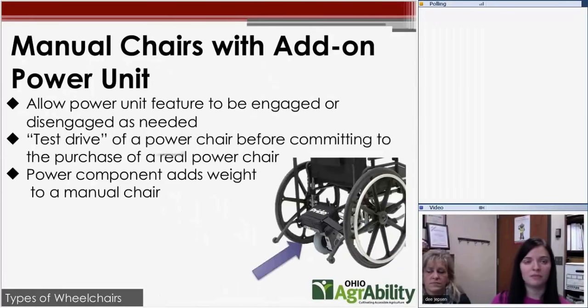A second type of power chair, which is not as common, is manual chairs with add-on power units. This feature can be engaged or disengaged, so when disengaged it just operates like a manual chair, but they do add weight to the chair. These are most commonly used when an individual is being evaluated to see if a power chair is best for them, and they already are currently using a manual chair, so it works like a test drive before a power chair is purchased.